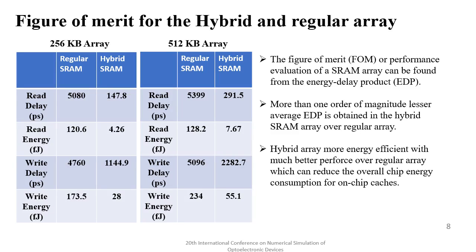This shows a direct comparison of two array sizes with regular SRAM, with regular 6 transistor structure and hybrid structure. It can be inferred from the two tables that with the hybrid SRAM, marked improvements can be achieved in terms of read delay energy and write delay energy. Moreover, the energy delay product or the figure of merit for the hybrid SRAM array could be more than one order of magnitude lesser as compared to the regular SRAM arrays. So we can say that hybrid SRAMs will be much energy efficient when they are used in on-chip caches.